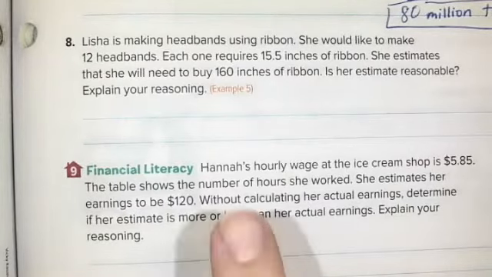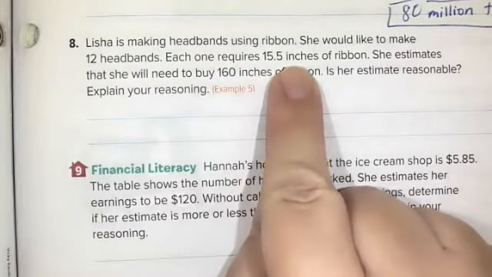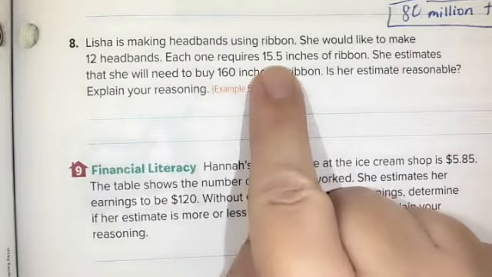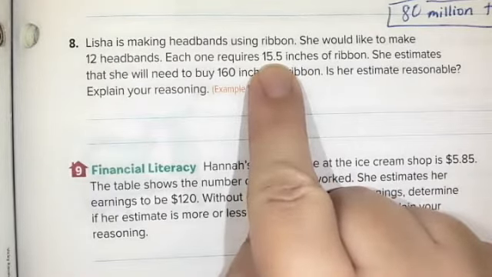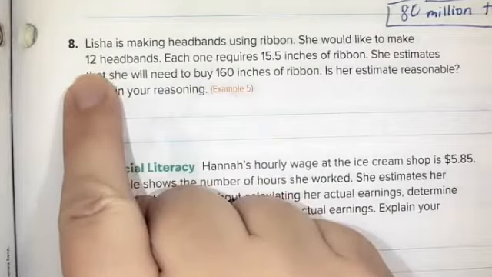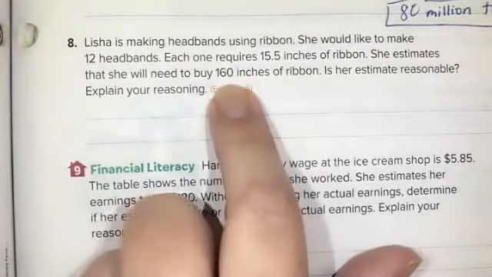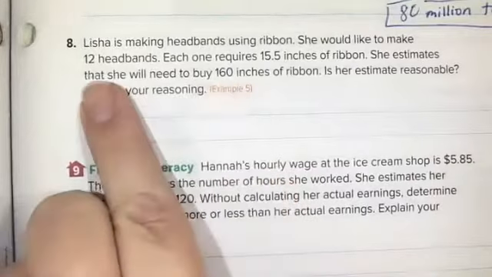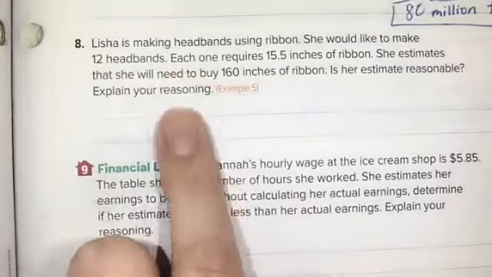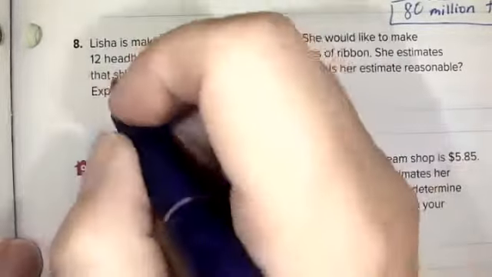Okay, so let's think about this. She needs about 16 inches of ribbon. She only rounded it up by half an inch to get to the 16, but she rounded it down by 2 entire headbands, down to 10 headbands. So if she only buys 160 inches of ribbon, she's going to run out. She won't have enough to make her 12 headbands. Okay. So no, this is not a reasonable estimate.